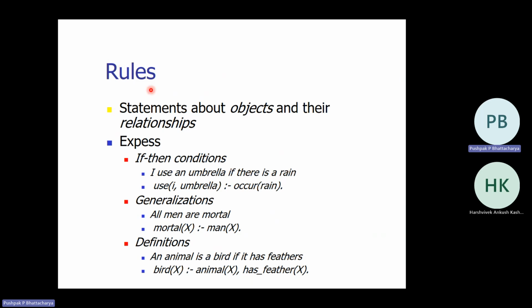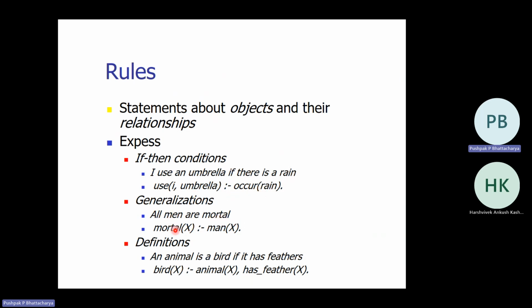Now, facts we have been able to represent in Prolog. Rules are statements about objects and their relationships. Is Prolog powerful enough to capture rules also? Rules are in the form of if-then conditions. I use an umbrella if there is rain. You see how it is expressed: use(I, umbrella) :- occur(rain). This operator is called the if operator or neck operator.